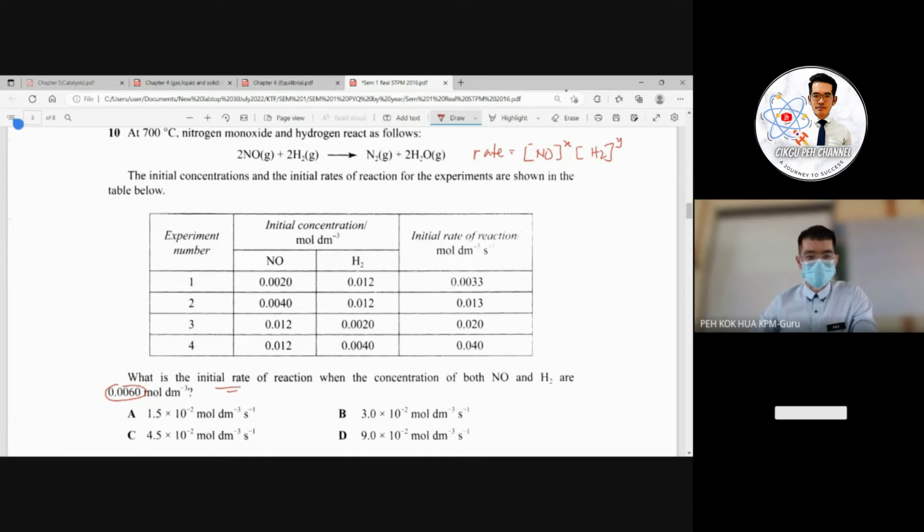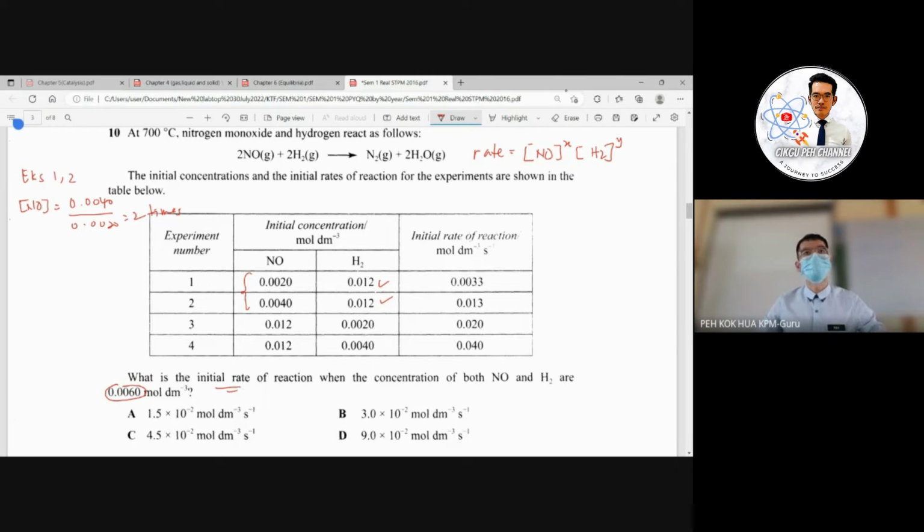Firstly, look at experiments 1 and 2. The concentration for H2 is the same. So we increase the NO concentration 2 times from experiment 1 to 2. You can write here, for NO from experiment 1 and 2, the concentration increased 2 times: 0.04 divided by 0.0020, so 2 times.